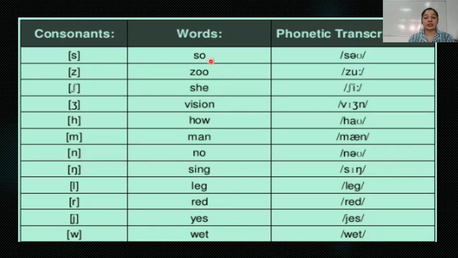Vision, I'll take this one. These ones are the same. Vision: when the j sound is coming, you're going to use this symbol. V, e, j, n, vision, right? Diphthongs: how, h, ow, when this sound is coming. Yes, I'll take this one also. Y, e, s. So y has this symbol, e has this symbol, and s has the same symbol, right?